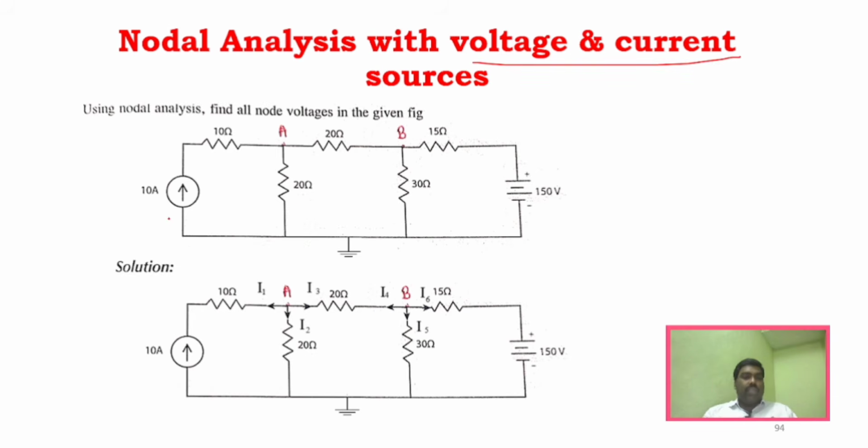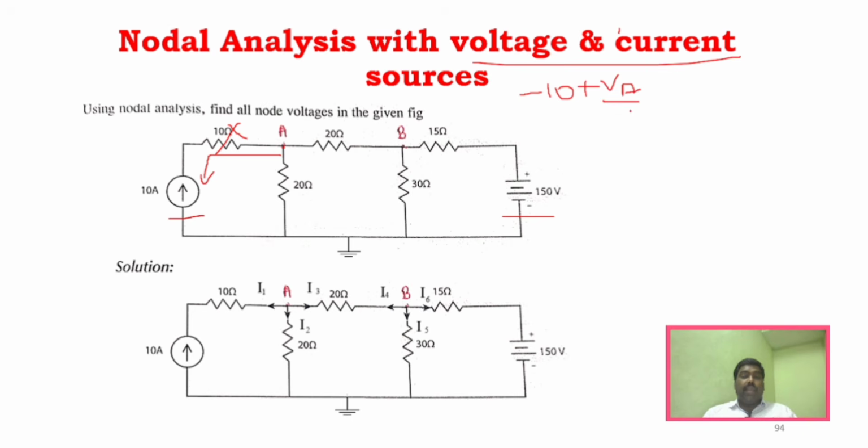You can see here they have given a current source and a voltage source, but they have asked you to calculate only the nodal voltages. So we are going to calculate for A and B. For A, how will you write the expression? You can see this branch already has the current source, so you don't have to worry about this particular resistor. This current source is approaching the node A, so it will be minus 10.